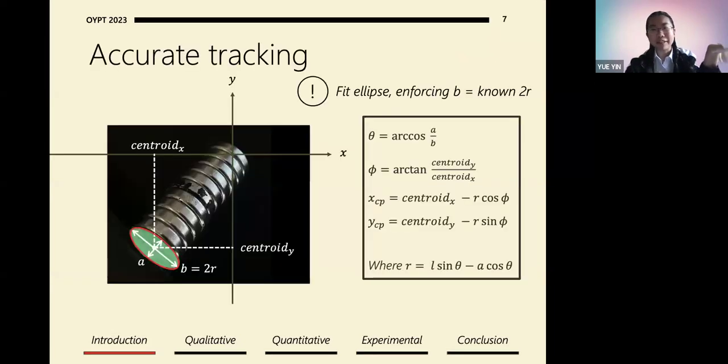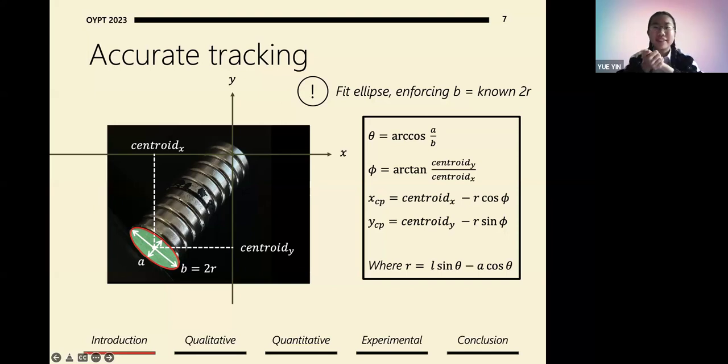So when we form the image, we can fit an ellipse to the bottom of the pendulum. And when we enforce that the major axis is equal to the diameter, we can use the following geometric relations and accurately determine the position and tilt of the pendulum.